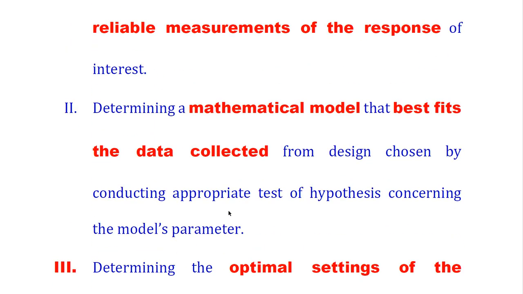Number 2, determining a mathematical model that best fits the data collected. We determine any such model which is best suitable for our data set that is collected, and the step of data collection is we choose any design of experiment by conducting appropriate tests of hypothesis with respect to model parameters.